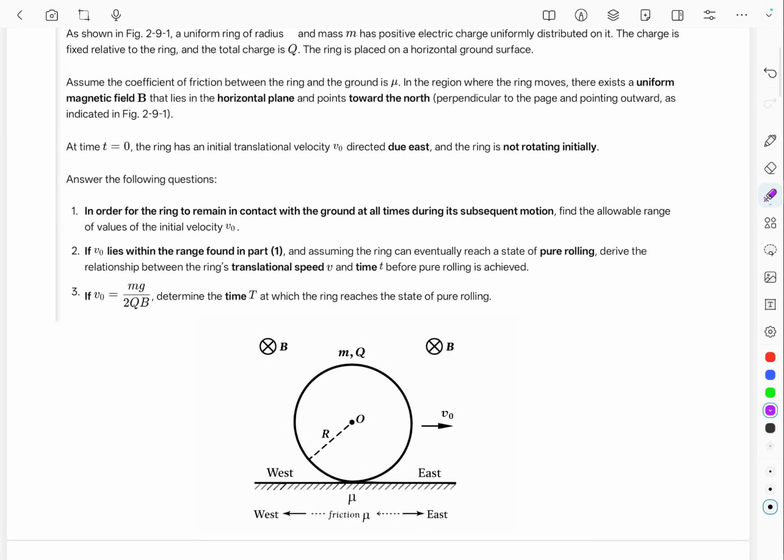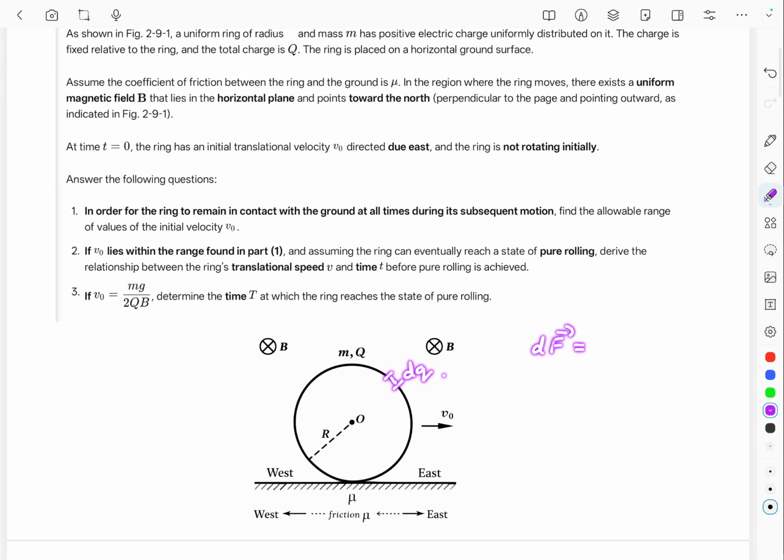For the first part, the main idea is that we need to study in which situation the normal reaction becomes zero, because this is the situation in which contact is lost. So the idea is to apply Newton's laws. We need to find the magnetic force acting on the ring. For that, we take an element of charge dq and write down the Lorentz force on it.